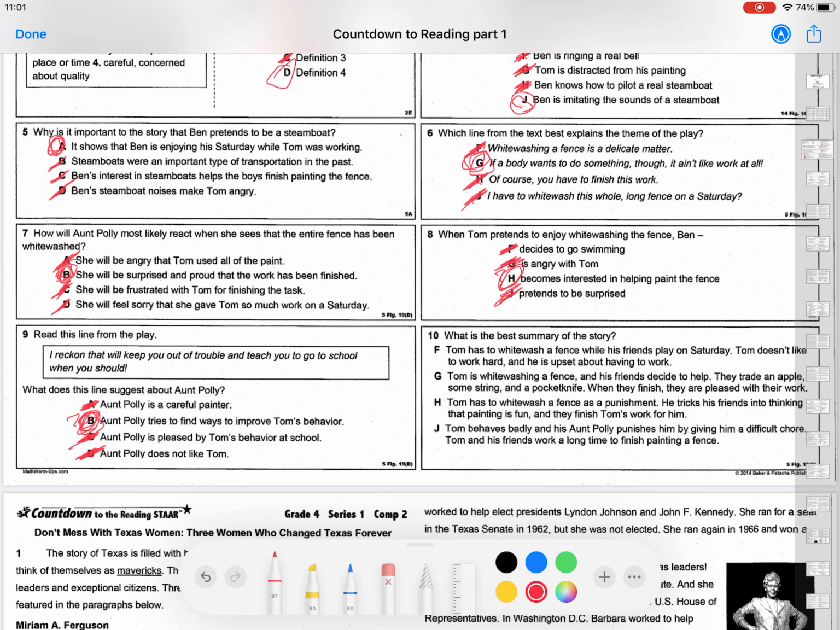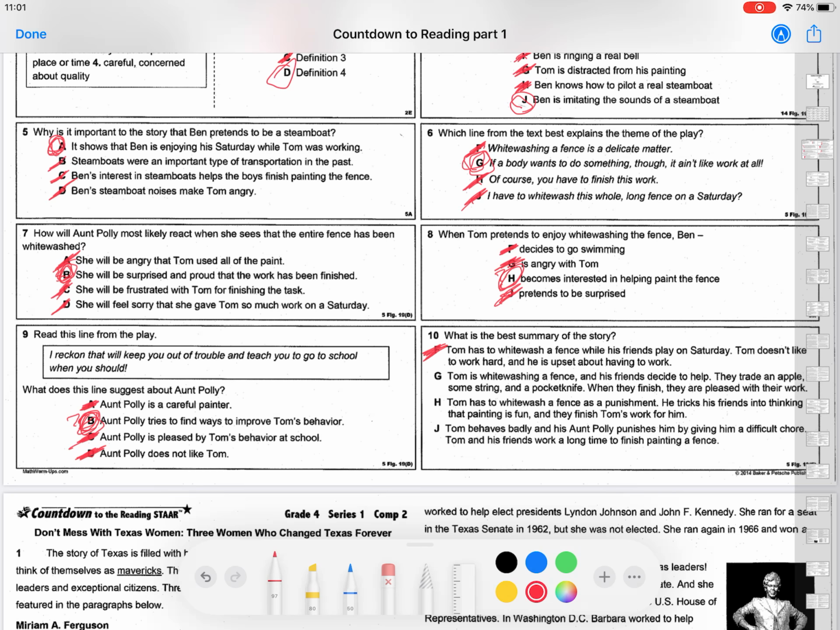What is the best summary of this story? Now, remember with summaries, we have to have our important details and facts with the beginning, middle, and end of our story. Tom has to whitewash a fence while his friends play on a Saturday. Tom doesn't like to work hard. He's upset about having to work. That doesn't really give us details for the middle and end of the story, so we can cross that out.